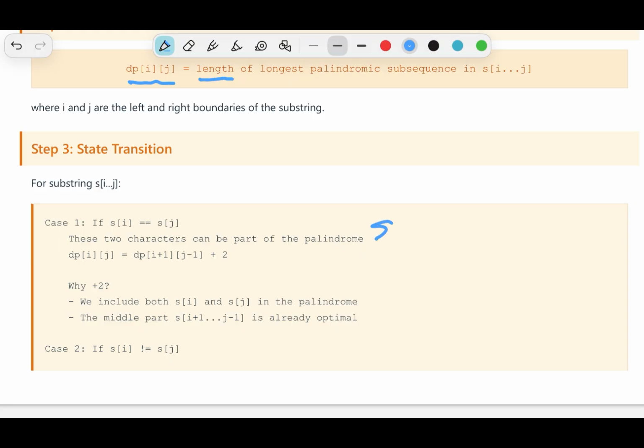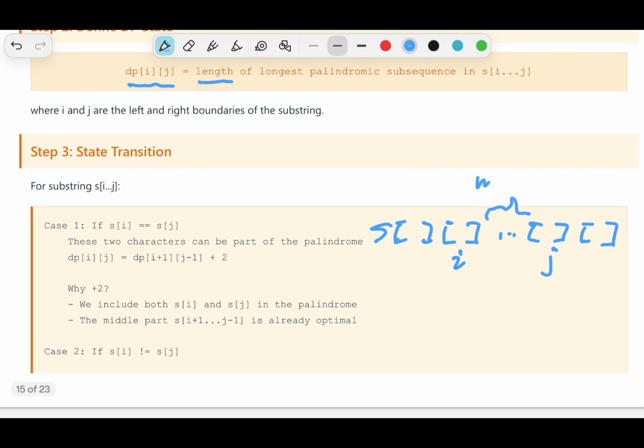That's it. Step 3. Find the pattern, the state transition. This is where we become detectives. Think about our slice of the string from i to j. We only have two possibilities for the characters at the ends, s[i] and s[j]. Case 1, the characters match. These two characters can be the bookends of our palindrome, so we get to count both of them. That's +2 to our length. And what's left? The problem in the middle.